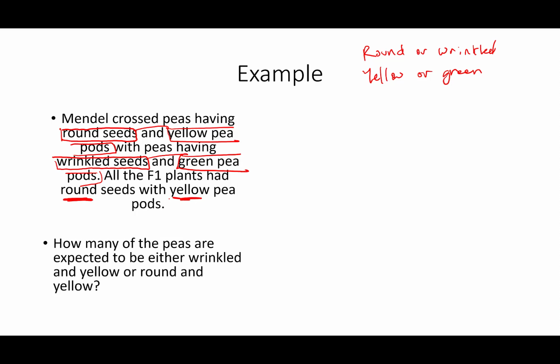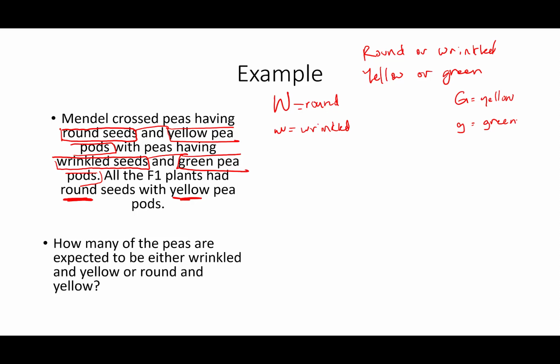So I'm going to now give some designations here. I'm going to say big W equals round, little w equals wrinkled. And again, I'm using the letter of the mutant, right? And then I also have big G equals yellow, little g equals green.